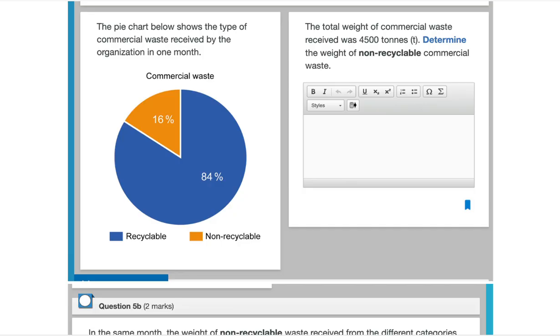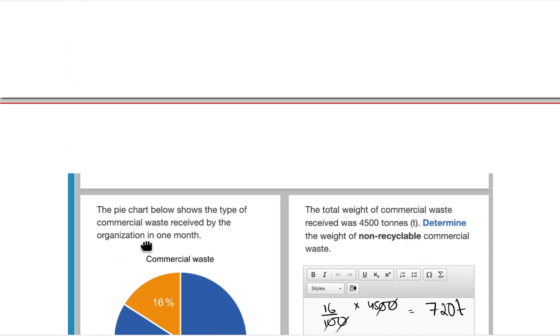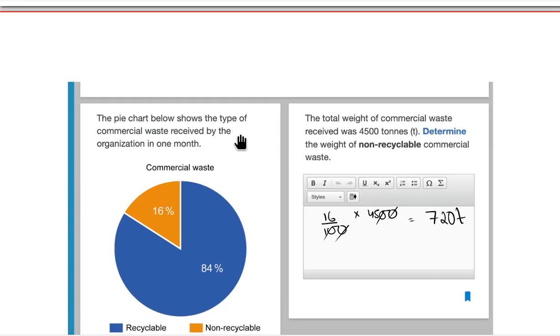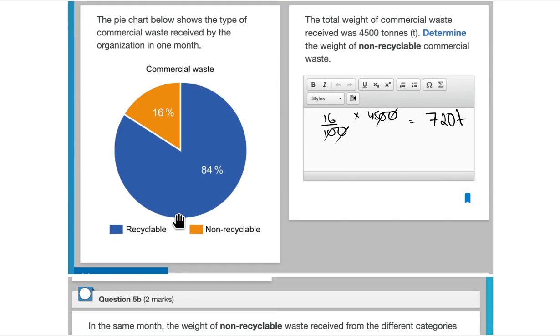So non-recyclable is 16%, right? So can I write this as 16 over 100 multiplied by 45,000? The zeros cancel out and I am left with 45 times 16, which becomes 720 tons. So I think it's a 1 mark question only. Apparently, yes, it might be.